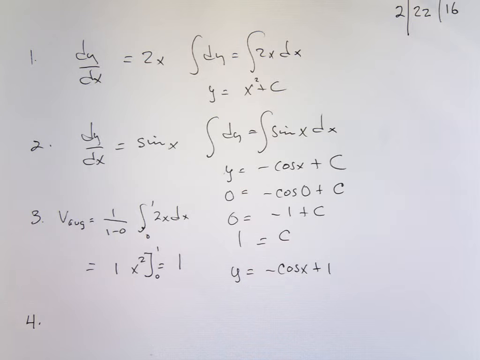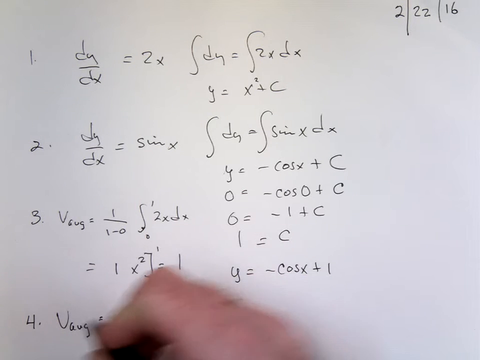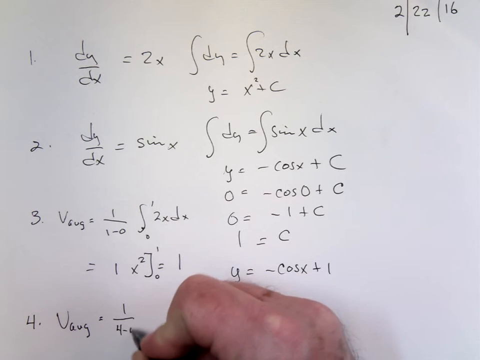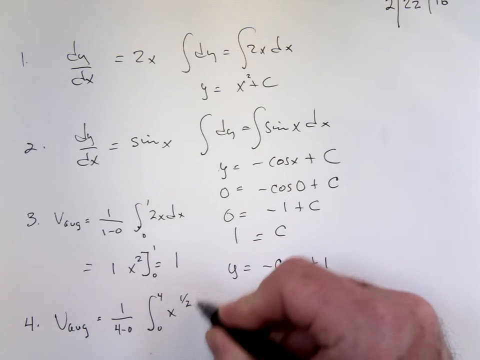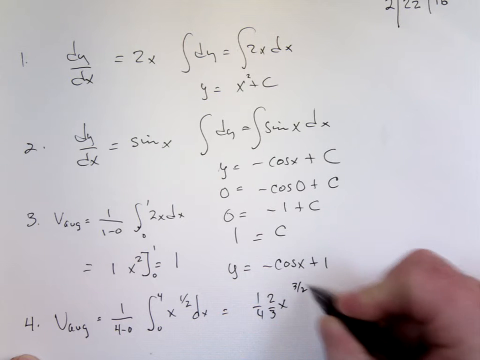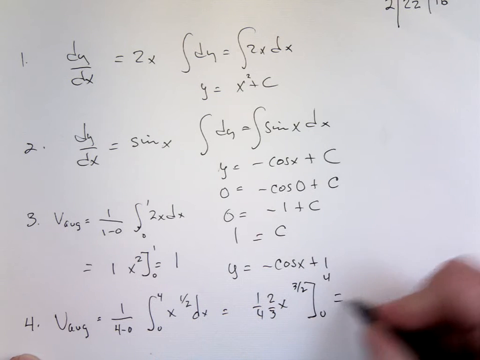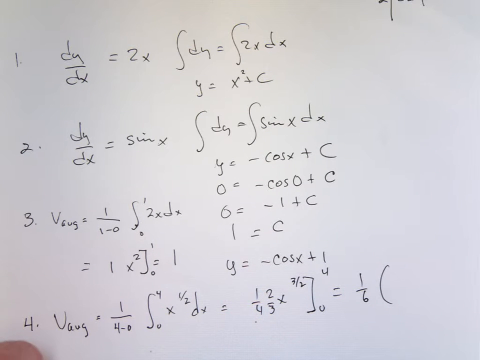Okay. Number 4. The average value, 1 over b minus a, 0 to 4, square root of x, 1/4 x to the 3 halves, times 2/3 from 0 to 4. That's 1/6. Put in 4 to the 3 halves, 4 to the 1 half, 2 cubed, 8. 0 to the 3 halves, 0. 8 over 6 is 4/3.